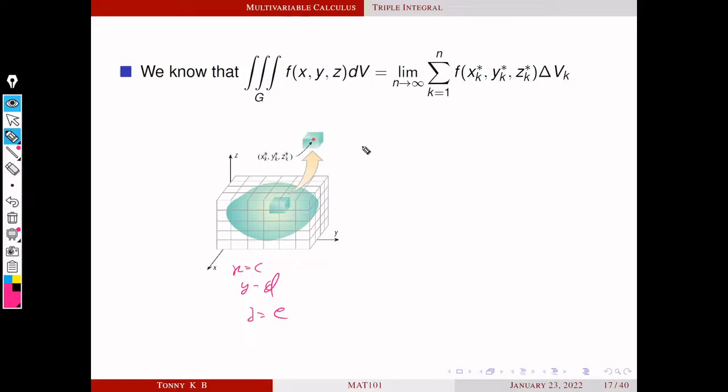Similarly, in the case of cylindrical coordinates, instead of x equal to constant, we take r equal to some constant, and instead of y, theta equal to some constant. Let it be r1 and theta 1, and for z, z equal to some z1. So we are going to subdivide our solid using surfaces like r equal to r1, theta equal to theta 1, and z equal to z1. Such surfaces can subdivide the solid.